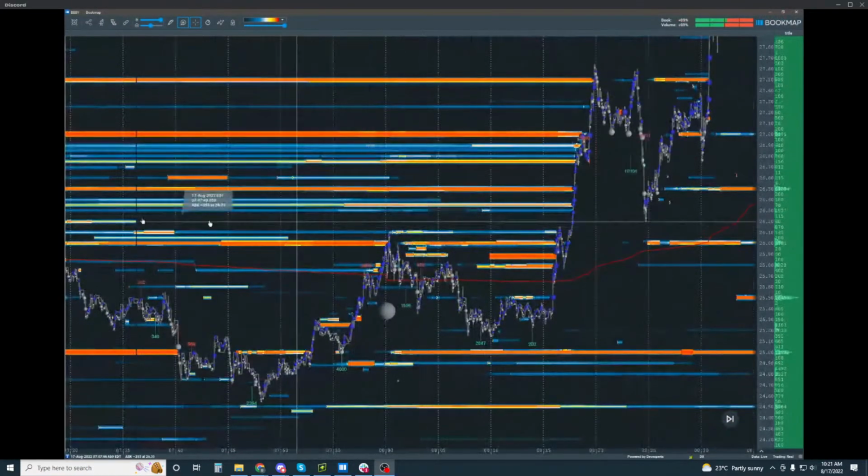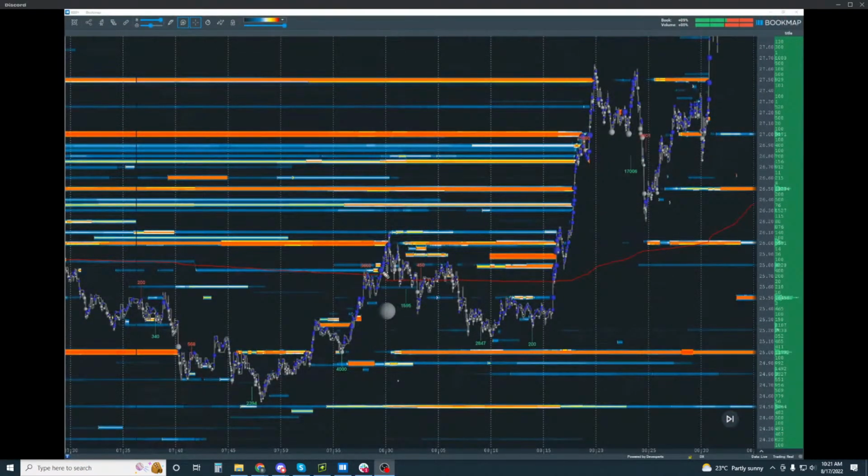So I started a long when we reclaimed the VWAP. I got long exactly over here, and I got stopped out exactly over here. So it was a starter position, around 5%, and I lost something like around 40 cents.